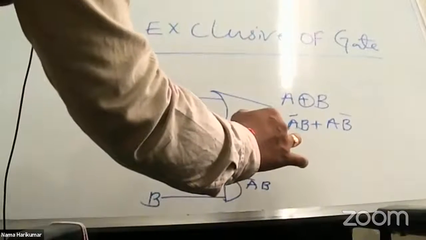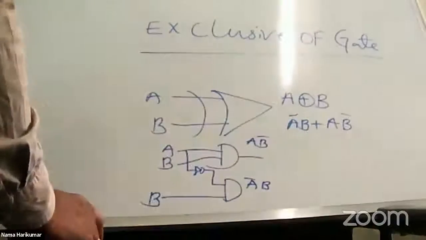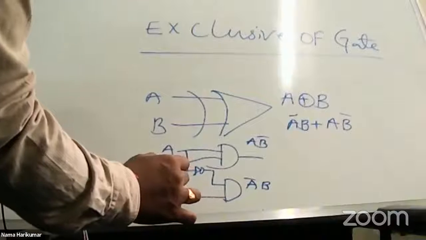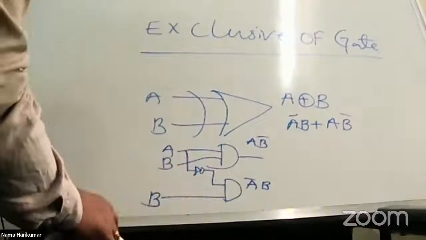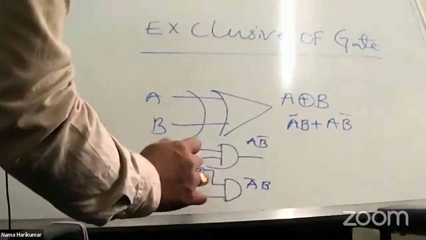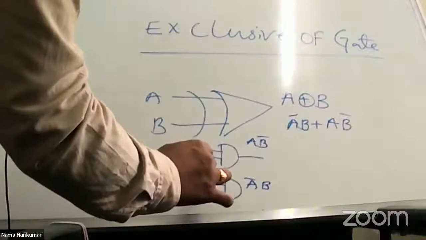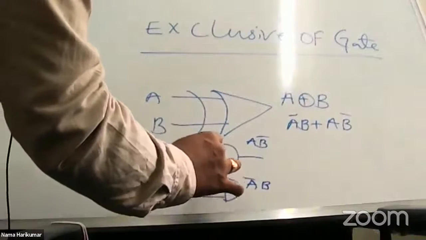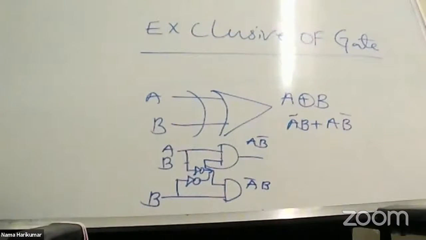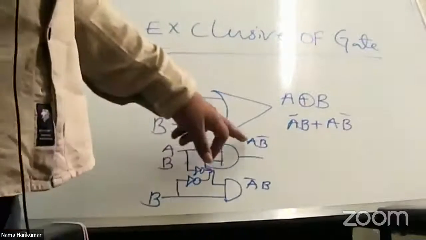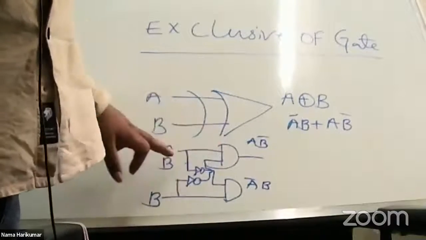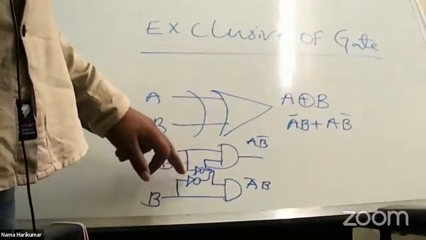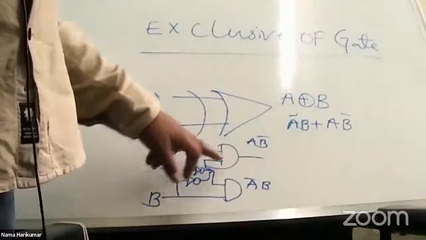Next is A B bar. A is directly connected, and for B, from the B we have to add the NOT gate. That is A B bar. Right.